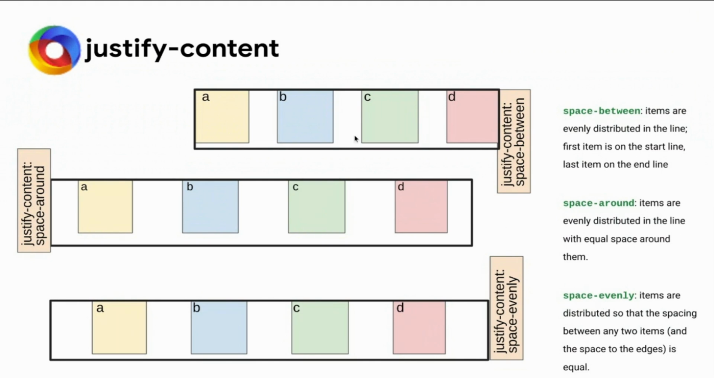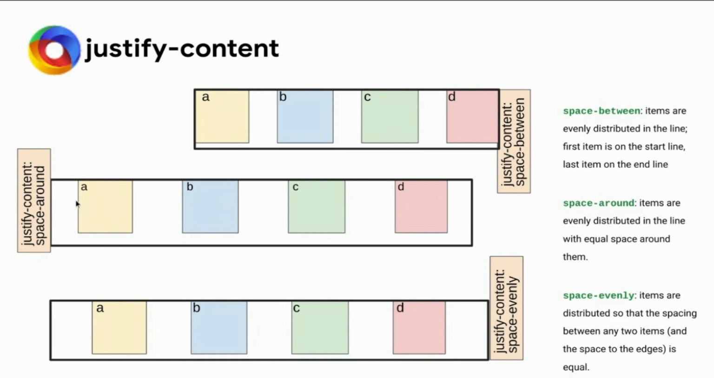So what exactly does each one do? Space between will put the first one at the very beginning and the last one at the very end, and manage the space in such a way that there is an equal space between each one of them. Space around will put equal space around each of the elements.